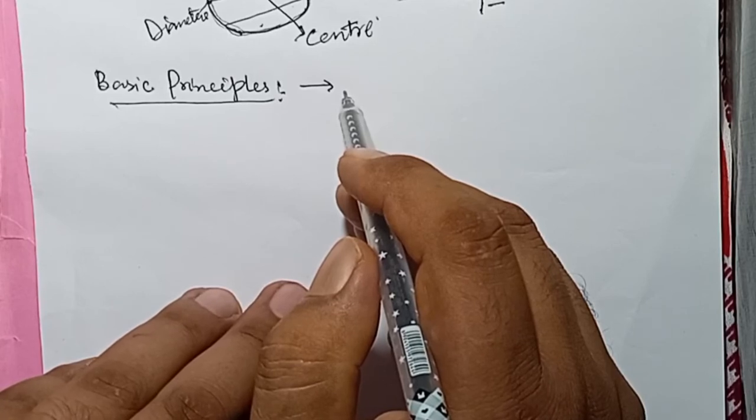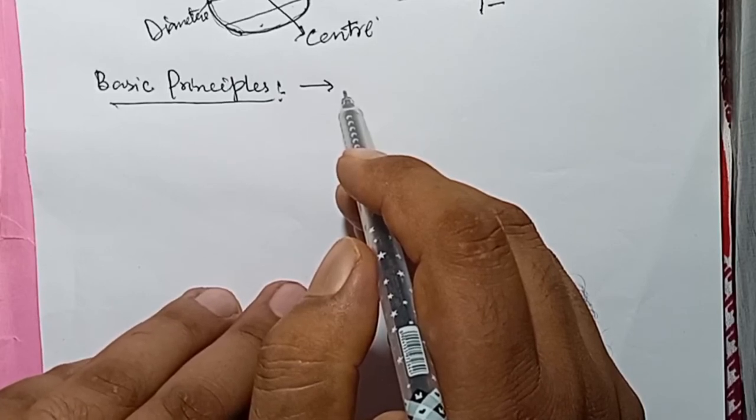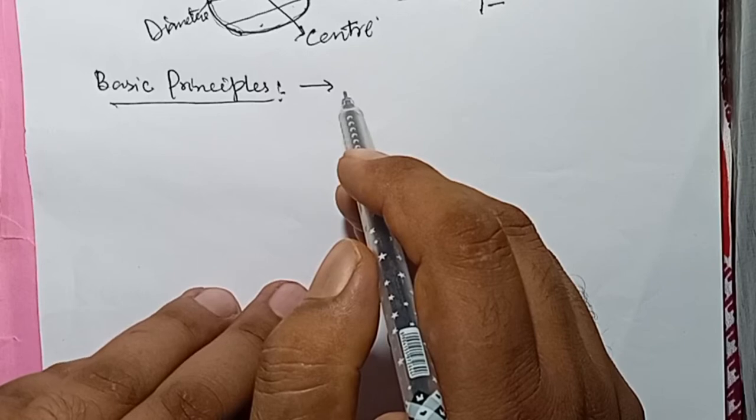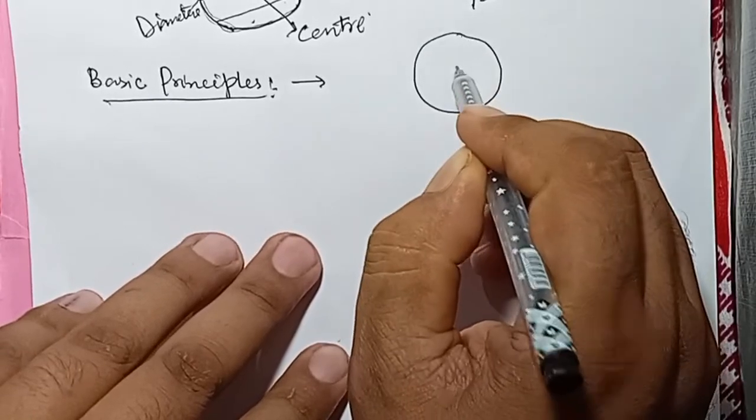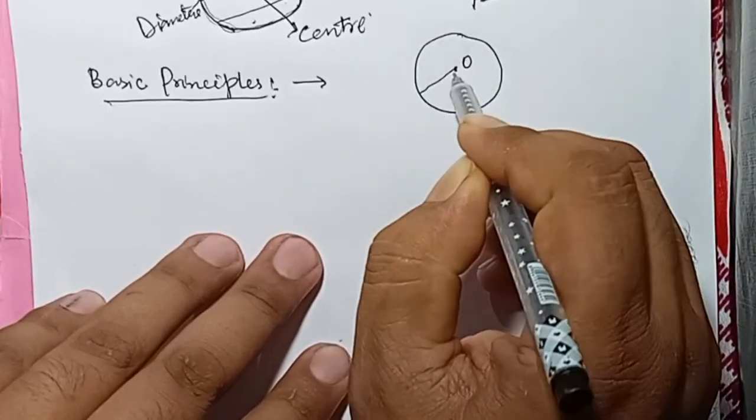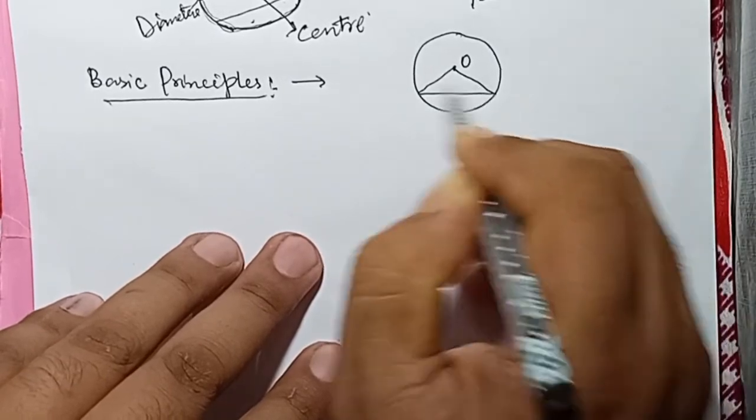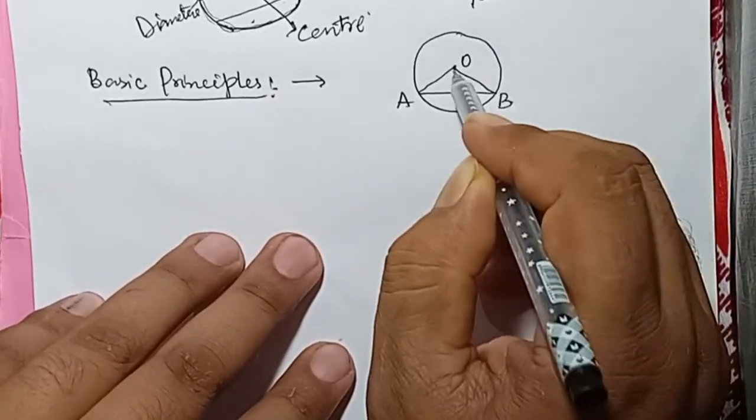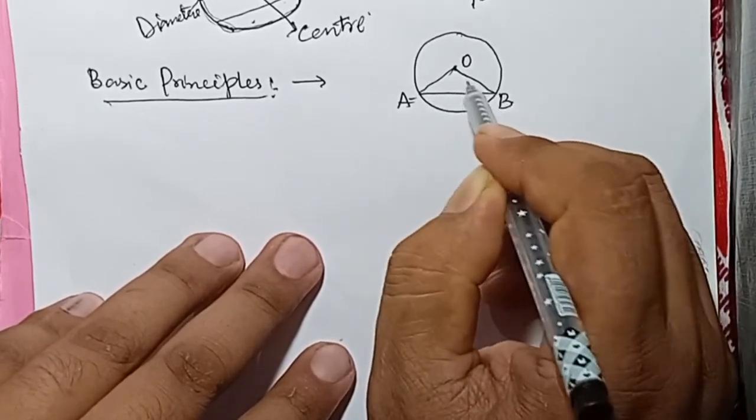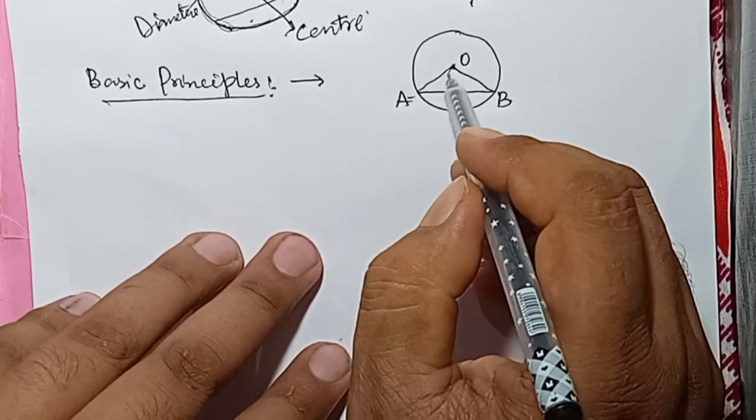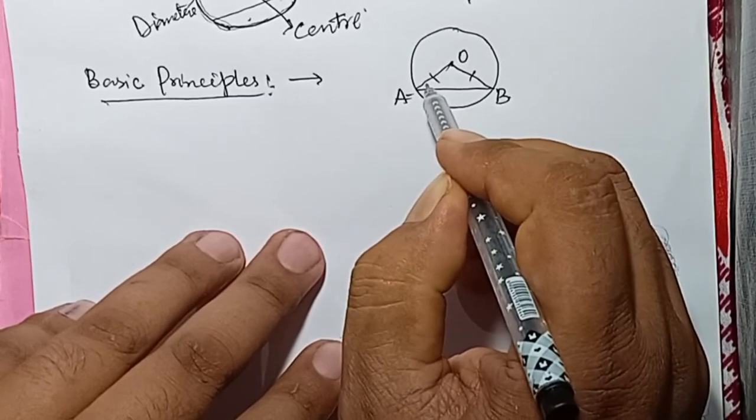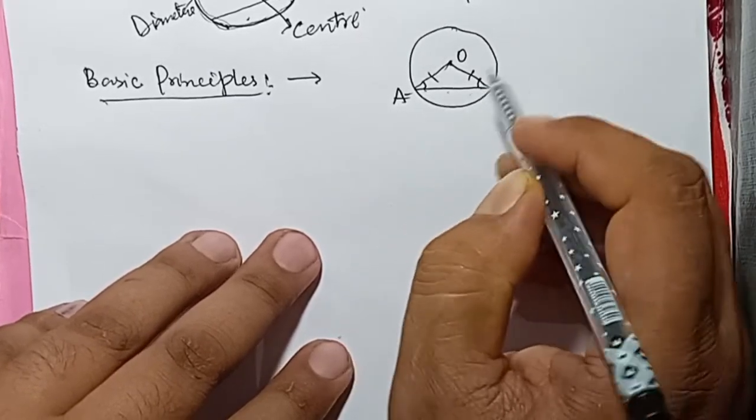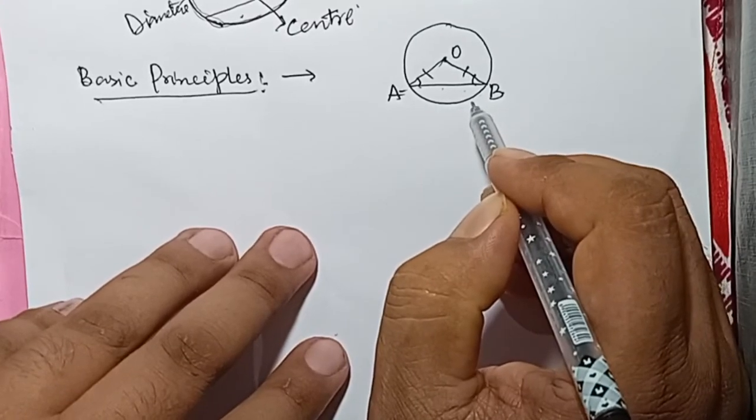You can see we have here many theorems, like circle theorems, many results, or the basic principles. First is, in a circle there is a triangle. This is the center, and these are the 2 radii, and this is the chord. AB is the chord, and OA and OB are the 2 radii of the circle. So you can see here a triangle is formed. This side and this side are equal, so I can say angle A is equal to angle B. Why? Base angles of an isosceles triangle are equal.